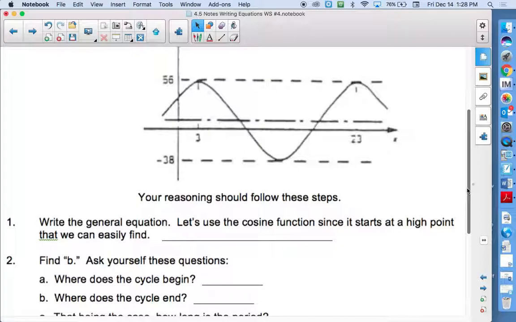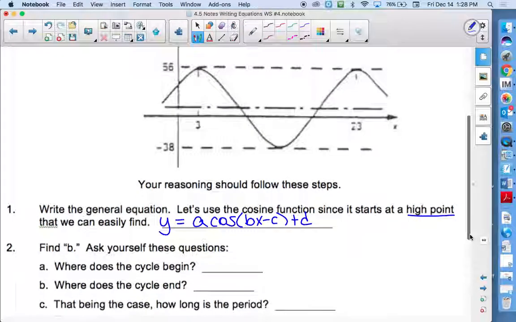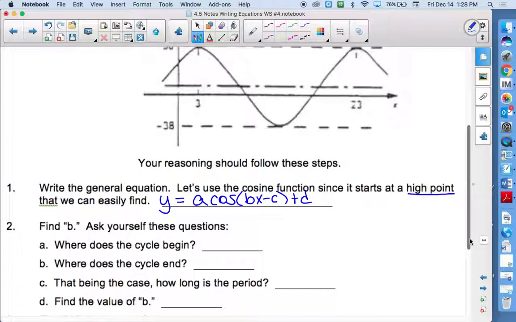The first thing says write the general equation. Let's use cosine since it starts at a high point and we can find cosine easily. So the cosine equation, I'm just going to write it again here: A cosine (bx minus c) plus d. It's always a minus sign. That's the standard form of any equation we've worked with, except that it said x minus h in parentheses instead of bx minus c.